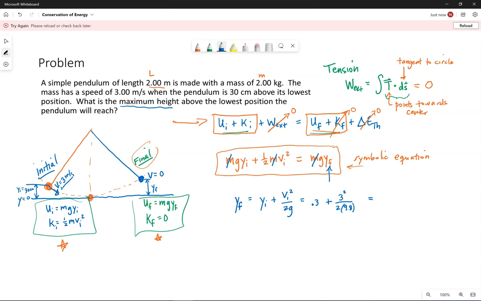Plugging this in, we get 0.759 meters. Oh, we only have 2 sig figs? Okay, so 0.76 meters will be the maximum height. So 0.76 meters, maximum height above that lowest point in the swing.